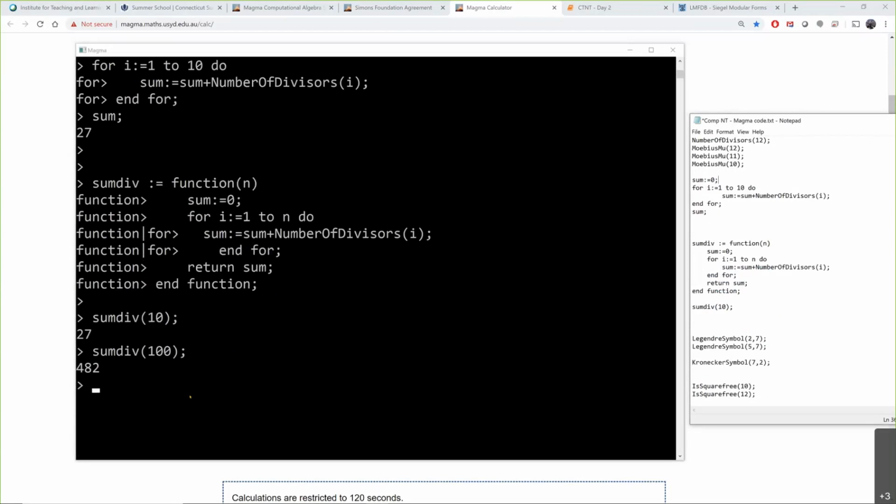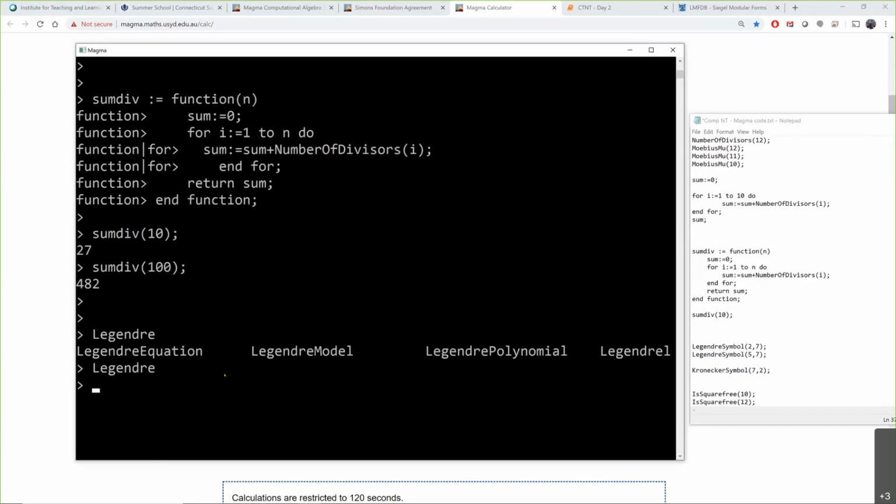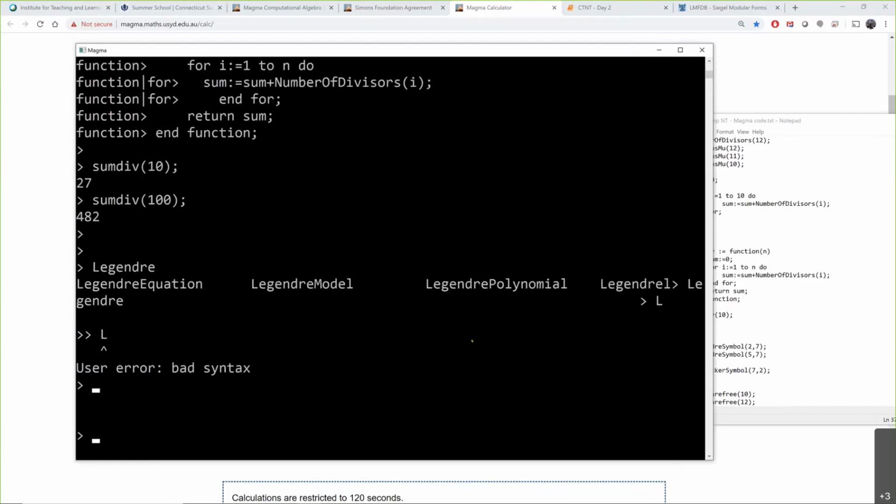What can we do? Other things of number theoretic nature: I can do things like the Legendre symbol. By the way, in Magma, I can also press tab, and it will complete. First do Legendre, because then there are several Legendre things. And if I do another tab, it's going to tell me, well, you have some choices. Which one do you want? I want to see what else is there. I think I'm going to cut off some options. But anyway, bad syntax. Yep, I know.